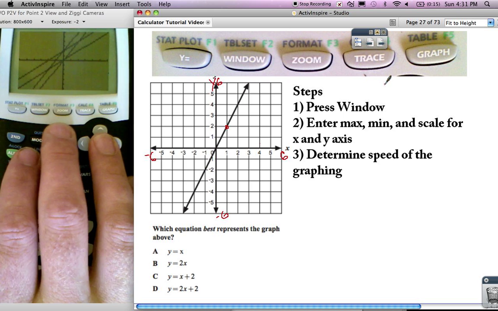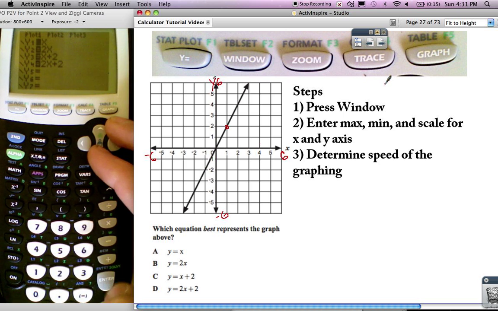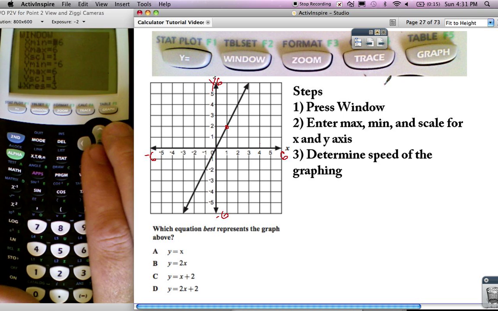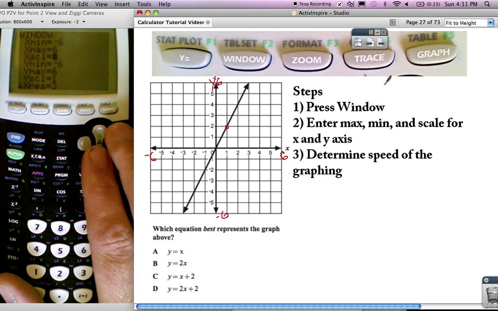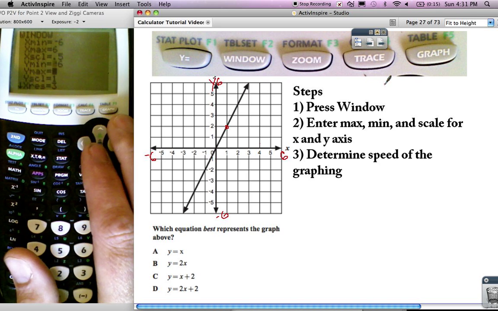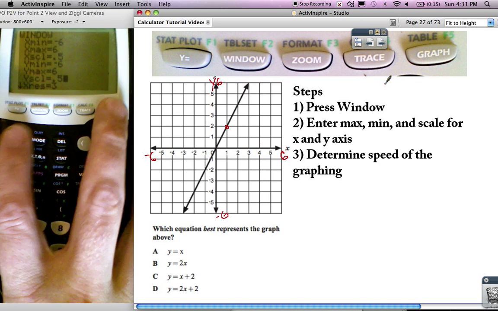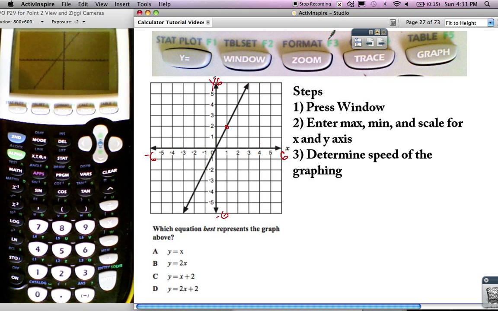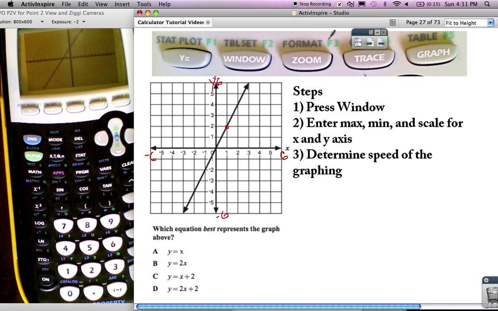The other thing I did want to go over, I'm going to turn 3 of these off, is that in that window, you can also determine what it counts by. So let's say I wanted this to count by 0.5. All right. When I hit graph now, if you look close, each one of those is a half of a unit. That can be helpful if you know your answer is going to come out with a fractional solution. You know that 2 lines are going to intersect and it's going to be fractional.